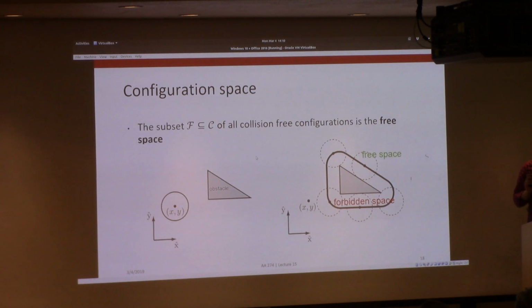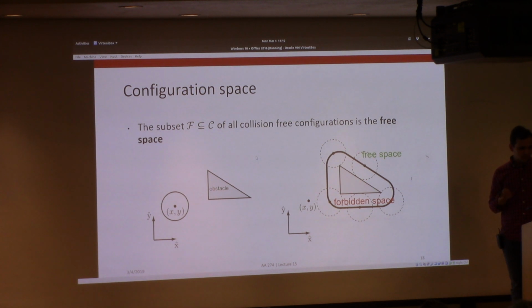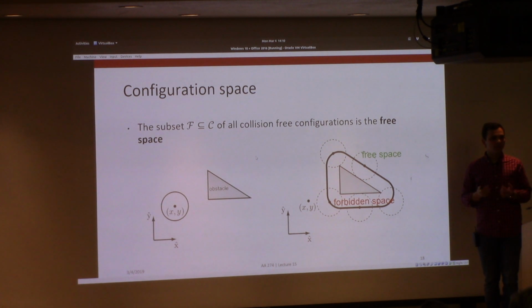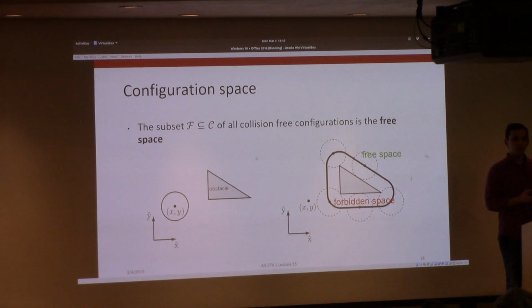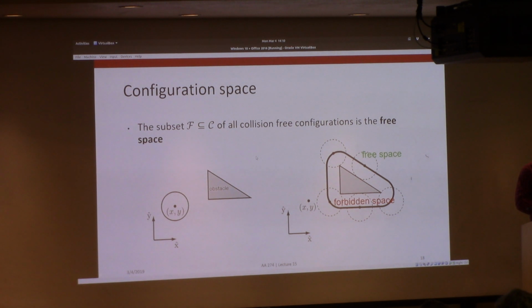Okay, so these are a few basic definitions. We had the configuration space. Having described the configuration space, we are actually interested in a subset of this space, which induces the set of all collision-free configurations for our problem. This is the free space of the problem. Okay, so here we have a very simple example. A disk robot, again, allowed just to translate in the space and has this obstacle in the environment.